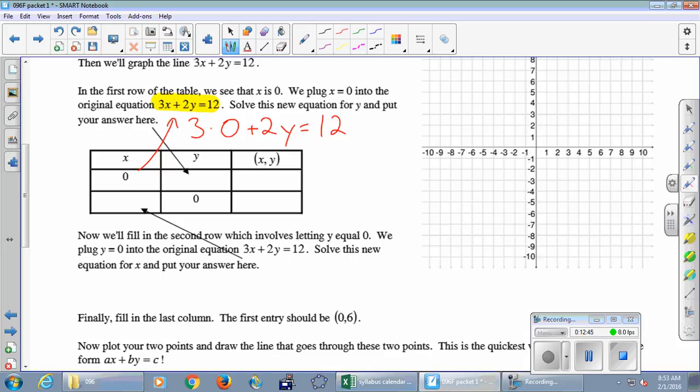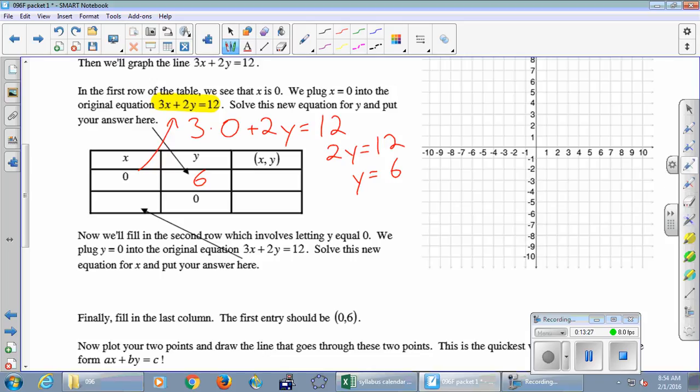Y 0, because it's easy to plug in. You could equally well plug in x equals 174. But 3 times 174 is not as easy as 3 times 0. It's the only reason we pick 0. Pick anything you want, but I pick something easy. 3 times 0 is 0, so that term doesn't contribute anything, so I'm just going to copy what's left. 2y equals 12. Yeah? And then divide both sides by 2 to get y equals 6. And I put that right there in the y column. When x is 0, y is 6.